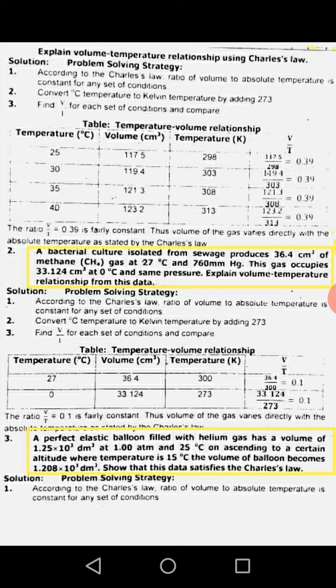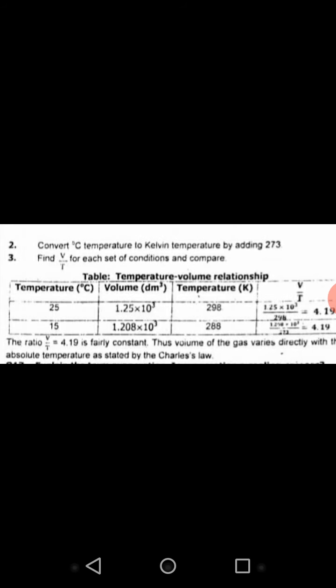As you know, again, the ratio between the volume and absolute temperature is constant for any set of conditions. First, we will convert it by adding the value to 273. And in the final step, again we will divide the given volume by temperature. And then in the last, we will compare the results. First, we will add 273 to 25. So we will get 298. And in the second step, when we add 15 to 273, we will get 288.